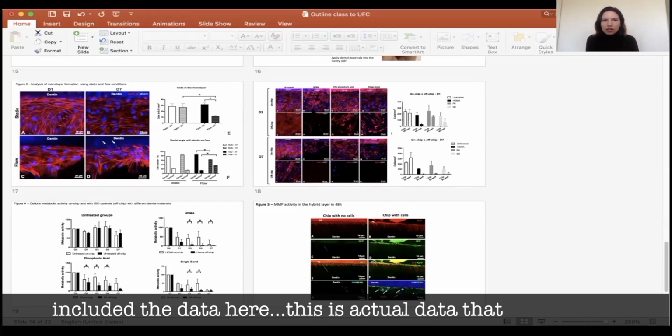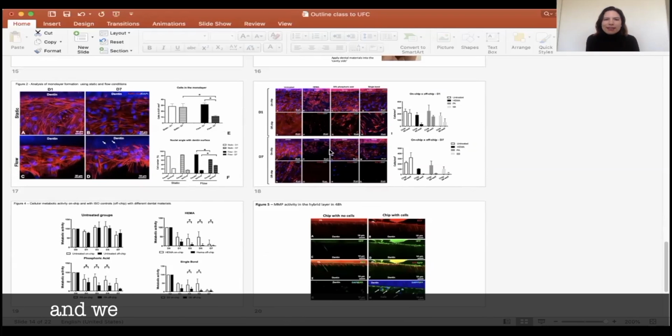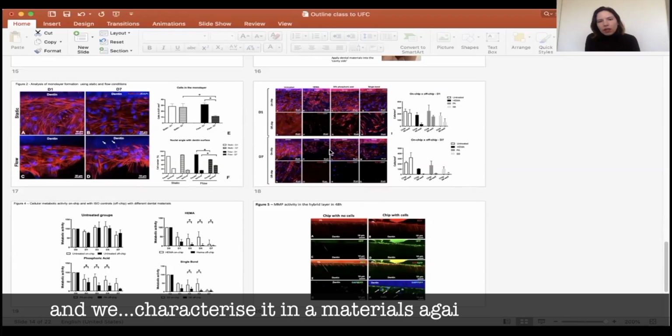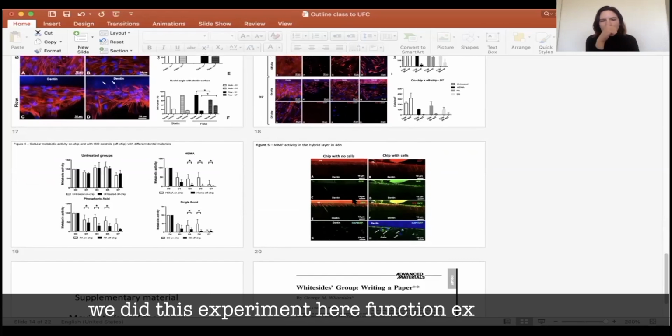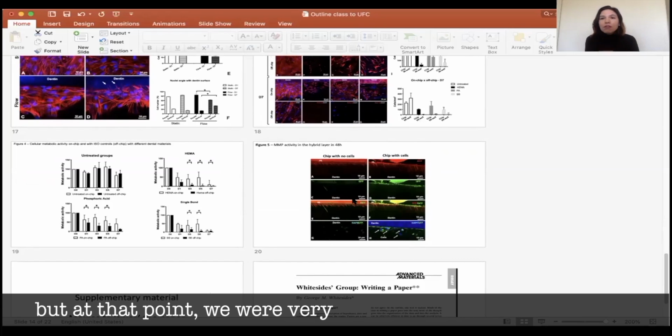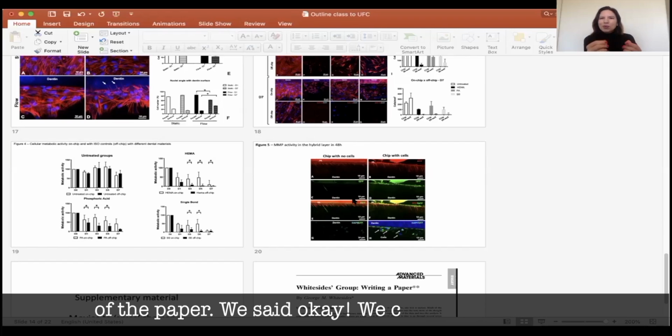So we worked on the first figures, we worked on the beautiful characterization of the dentin pulp interface. We included the data here. This is actual data that is published. And we characterized the nanomaterials against ISO controls. We did these experiments here, functional experiments. But at that point, we were very satisfied with the final results of the paper. We said, okay, we can put some spice here.